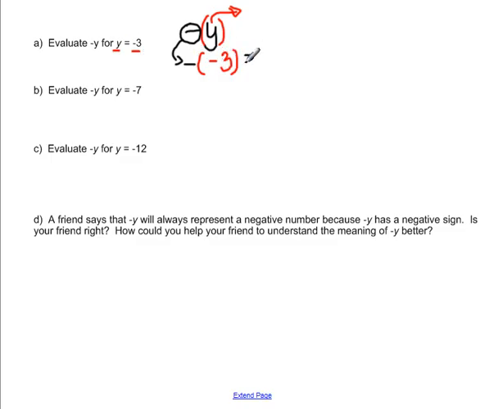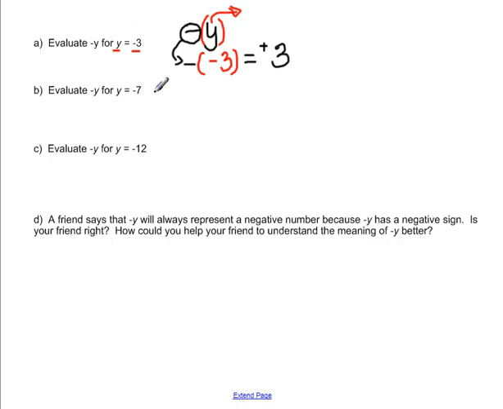And now we have the opposite of negative 3. Well, we know that the opposite of negative 3 is positive 3. So we can write it just 3. If you like to put the little plus sign there just to remind yourself that that's positive, that's fine too. So let's do the same thing for when y is negative 7.